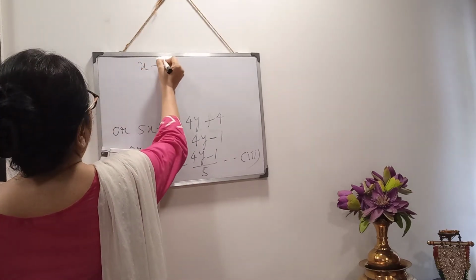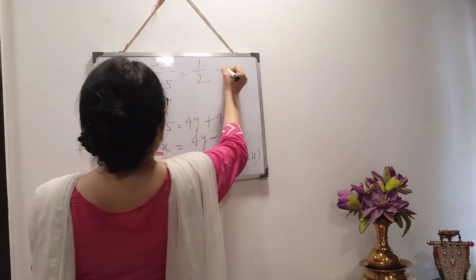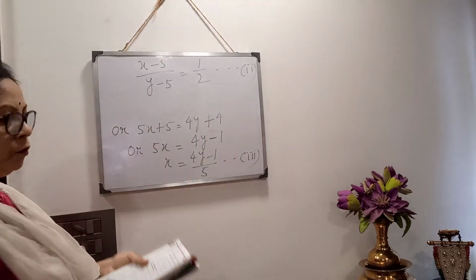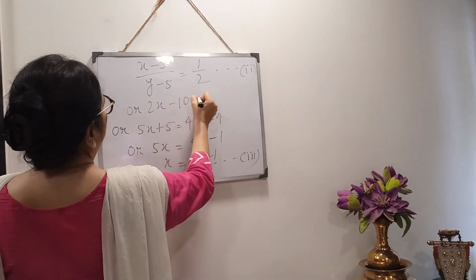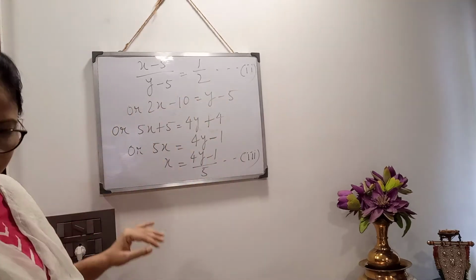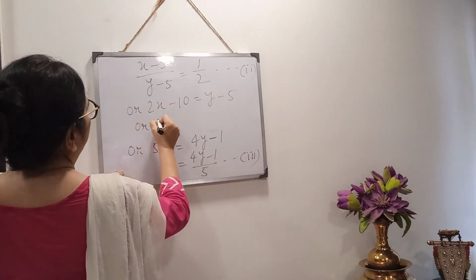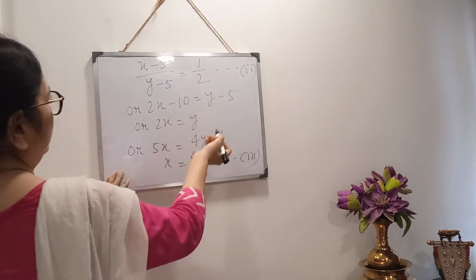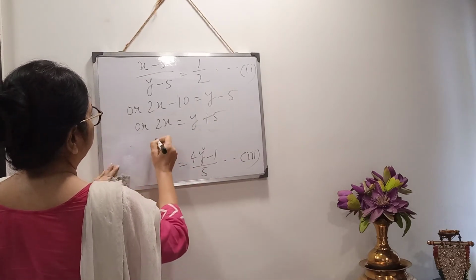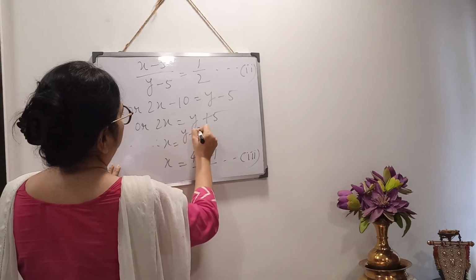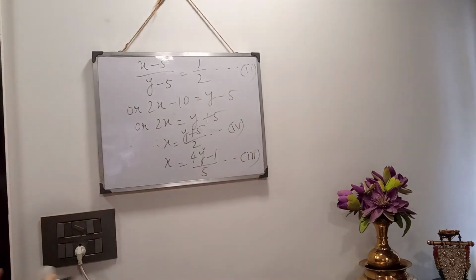(x minus 5) by (y minus 5) equals half. This is my equation number 2. Then again cross multiply: 2x minus 10 equals y minus 5. Or 2x equals y, 10 will go, y plus 5. Then x is coming (y plus 5) by 2. This is my equation number 4.